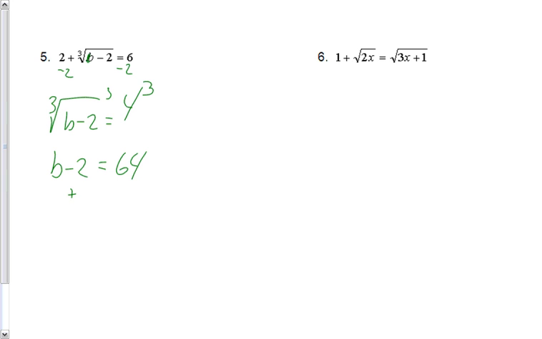Add 2. 66 equals b. Okay, if you check it, 66 minus 2, 64. The cube root of that is just 4, and 2 plus 4 is 6, and that's what it equals.